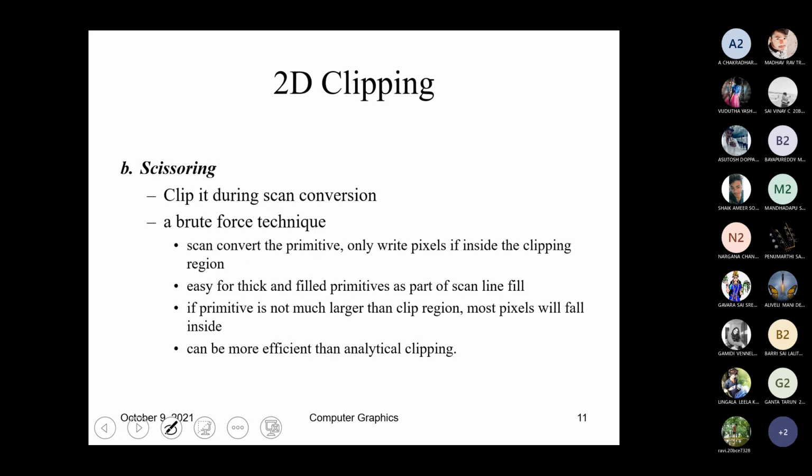Then scissoring. What do you mean by scissoring? Clip it during scan conversion. There you will be using a brute force technique. You scan convert all the primitives, and only write a pixel if it is inside the clipping region. Then it is easy to fill the primitive as a part of scan line fill. We will study this when we study the algorithm, so now you can ignore this part.